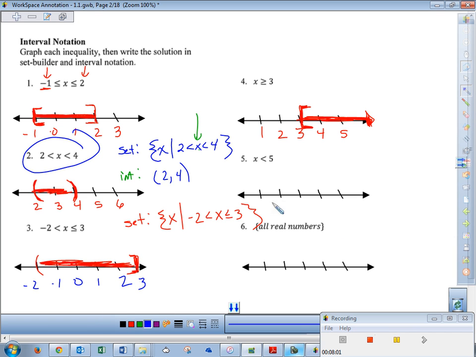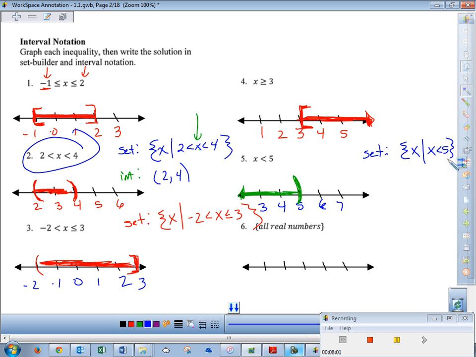X less than 5, I need a 5 in the middle. 6, 7, 4, 3. 5 does not count because there's no equal to bar. And going to the left, to the left, to the left. I didn't do the set and interval notation again, my bad. So let's do set. Set of all x's such that x is less than 5.